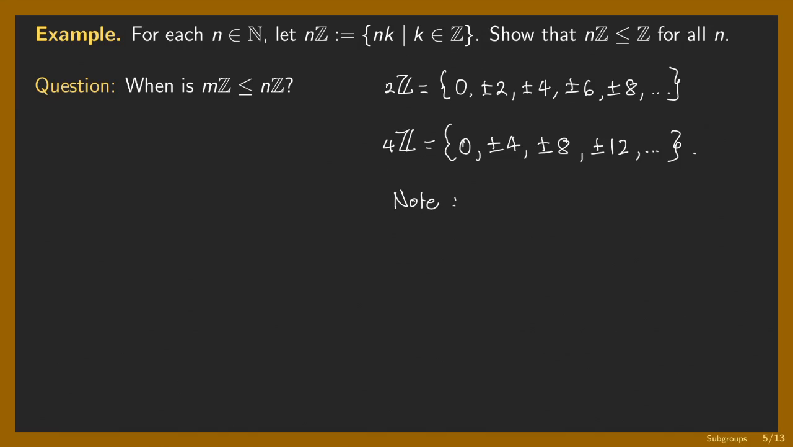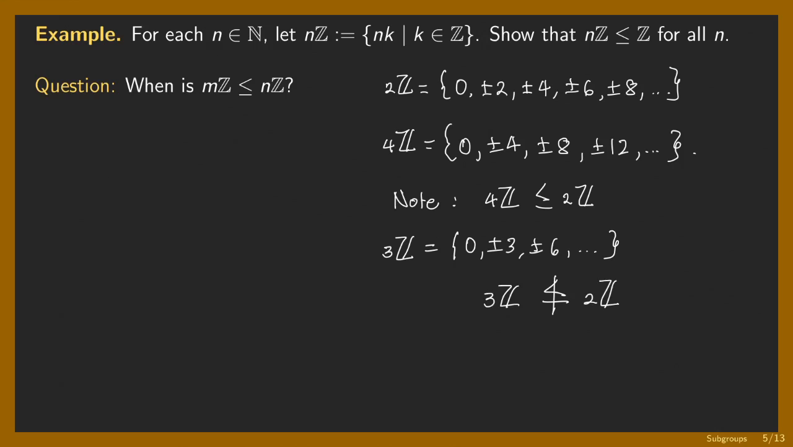But as you can see over here, 4Z is actually included inside 2Z, and because they are both groups, we can say that 4Z is a subgroup of 2Z. However, if I take 3Z on the other hand, 0, plus minus 3, plus minus 6 and so on, obviously 3Z is not a subgroup of 2Z because 3 is in 3Z but 3 is not in 2Z. So the question is, when can we say that mZ in general is inside or a subgroup of nZ?